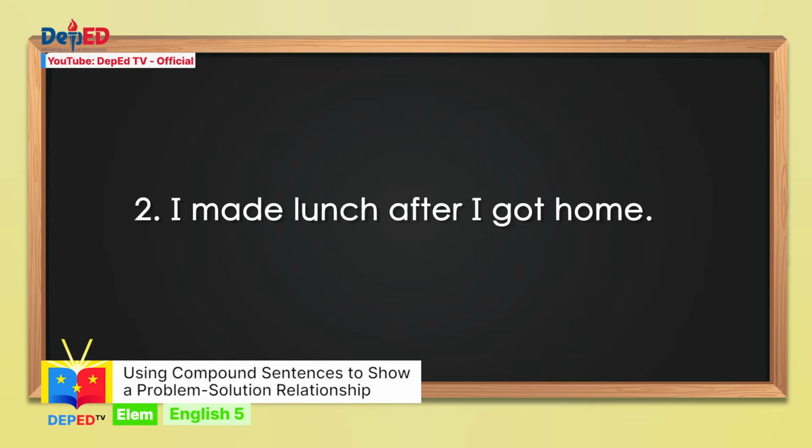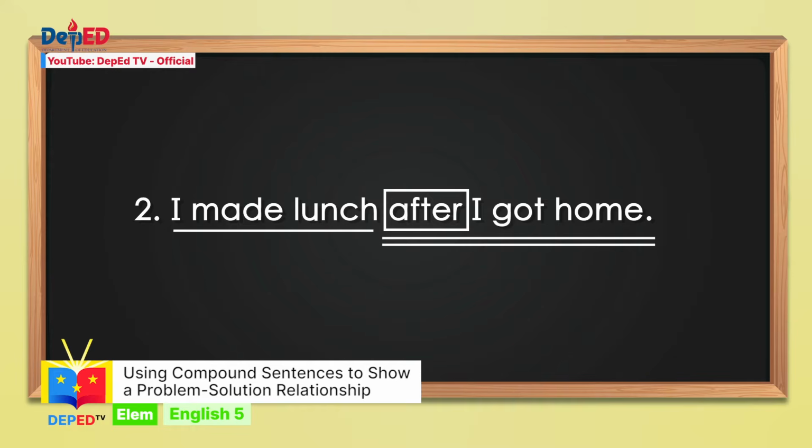Let us start with number 2. I made lunch after I got home. The subordinating conjunction is after, so the dependent clause is after I got home. The independent clause is I made lunch. In these clauses, the cause is the dependent clause and the effect is the independent clause.